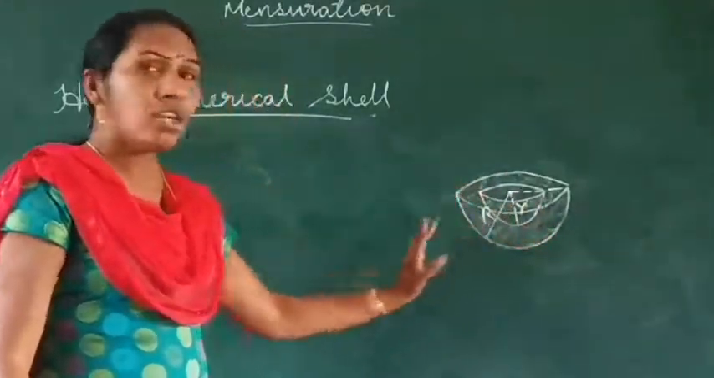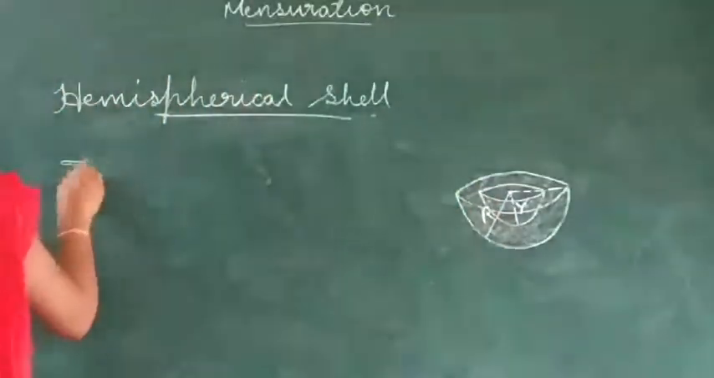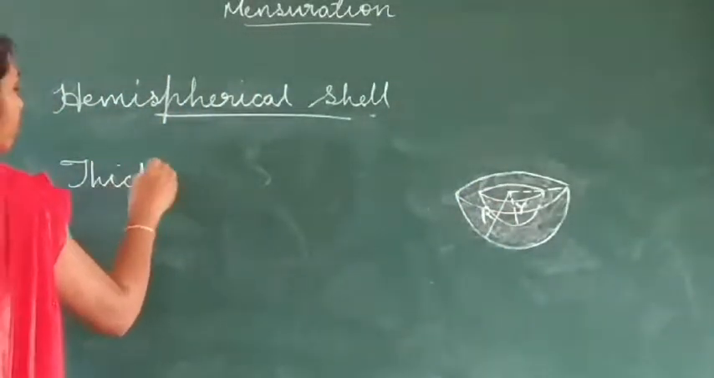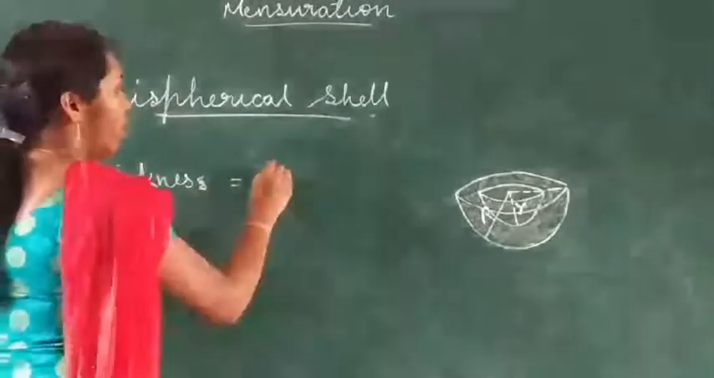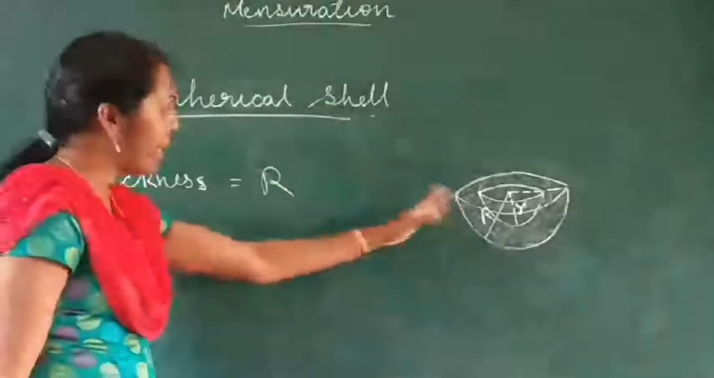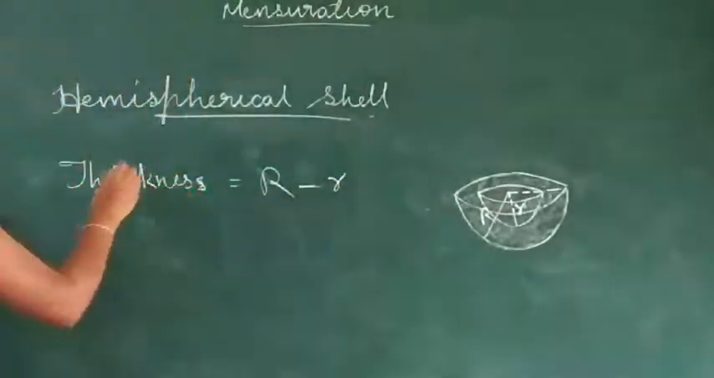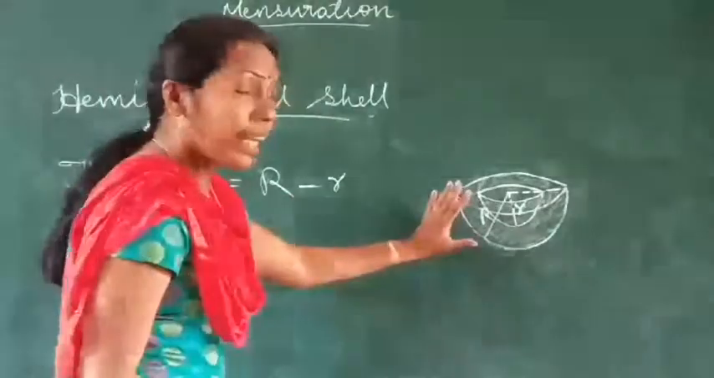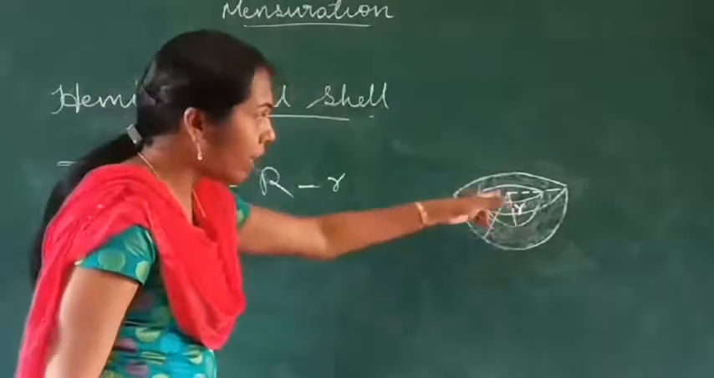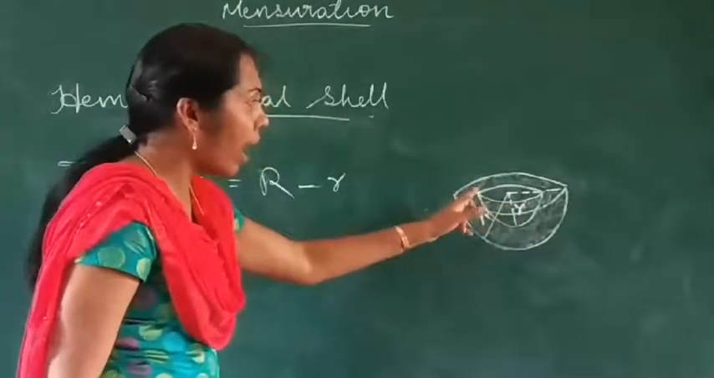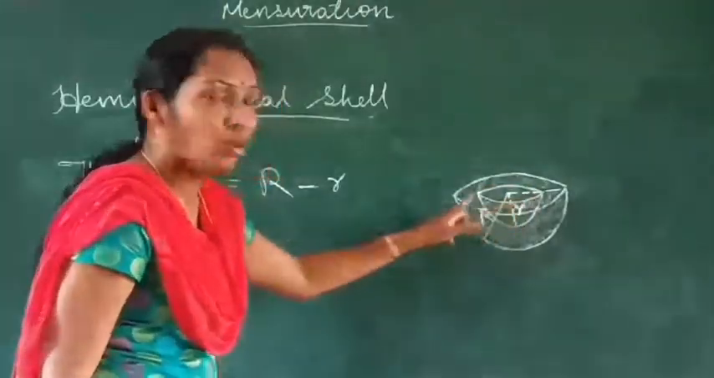The thickness of this shell can be obtained by R minus r. Thickness is equal to radius of the outer hemisphere minus radius of the inner hemisphere, R minus r. Now it has got three surfaces. One is the outer curved surface, another one is the inner curved surface, and a plane surface. The plane surface is an area between two concentric circles.